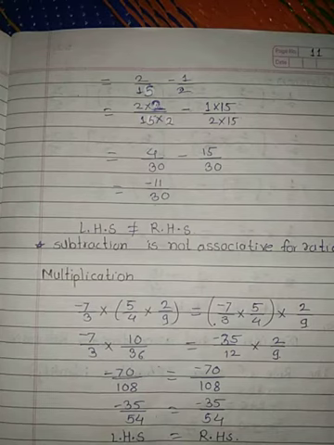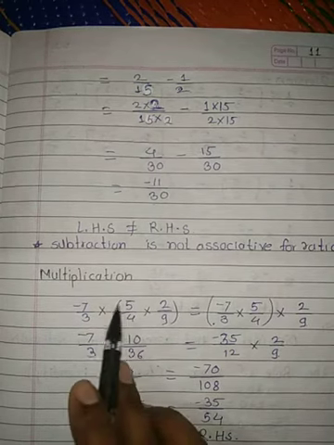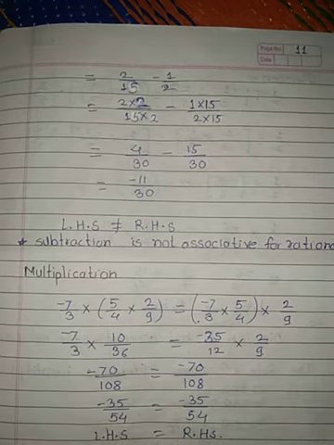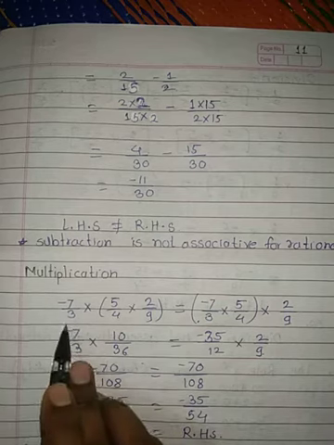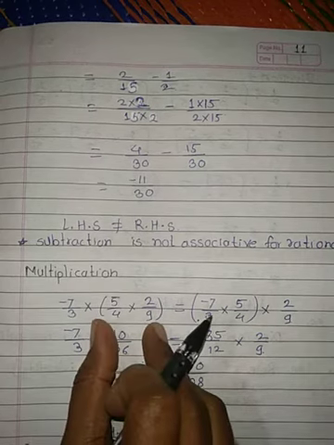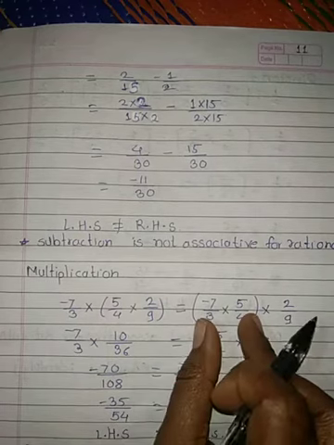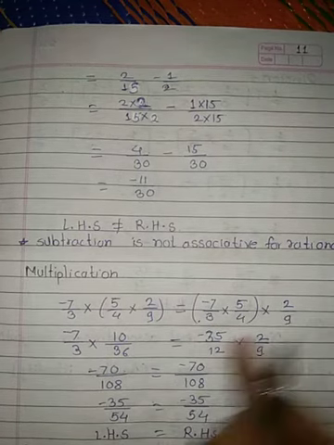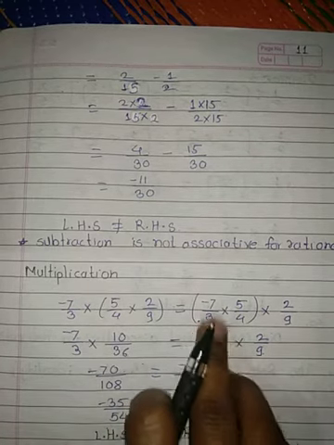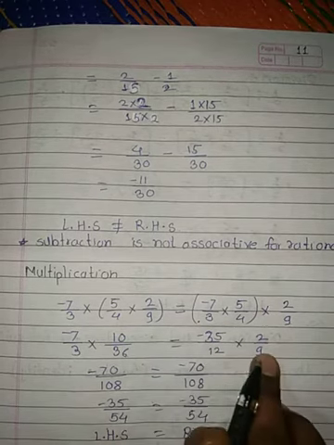After that, multiplication. Now we will go for multiplication. Multiplication is an easier task. You just have to multiply numerator by numerator and denominator by denominator. No need to make the denominator the same and then multiply. So minus 7 by 3 into 4 by 5 into 2 by 9. Multiply these two first, and whatever the answer is, multiply with this. 5 into 2 is 10, 4 into 9 is 36, minus 7 into 5 is minus 35, 3 into 4 is 12, and 2 by 9 as it is.